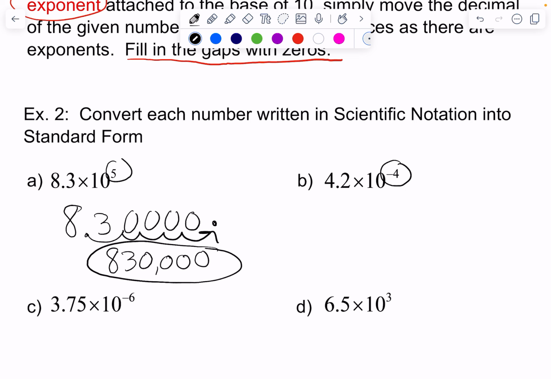4.2 times 10 to the negative 4. So that means I'm going to move my decimal 1, 2, 3, 4 places to the left. Place my decimal, fill in the gaps with zeros. So my final answer is 0.00042. Always clean up your answer.